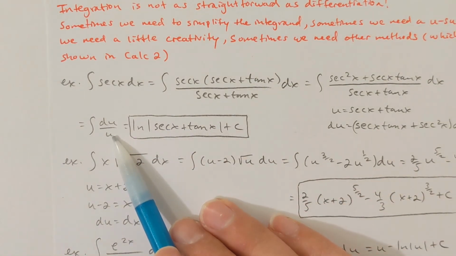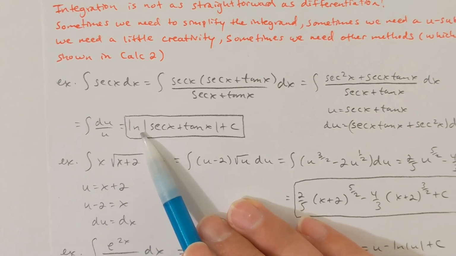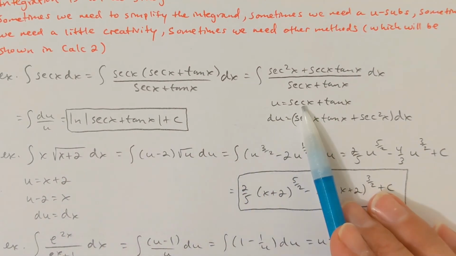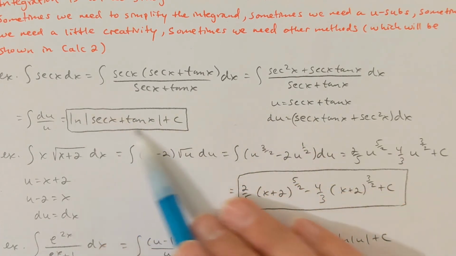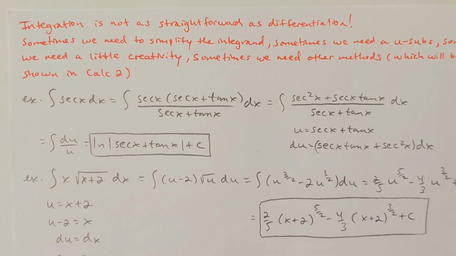I'll get the integral of 1 over u du, which would be the ln of the absolute value of u, plus c. u is secant x plus tangent x, so I've replaced that and given my answer in terms of x. And that's kind of what I was talking about earlier. Sometimes you need a little creativity with it. That's just part of what you get with integration.